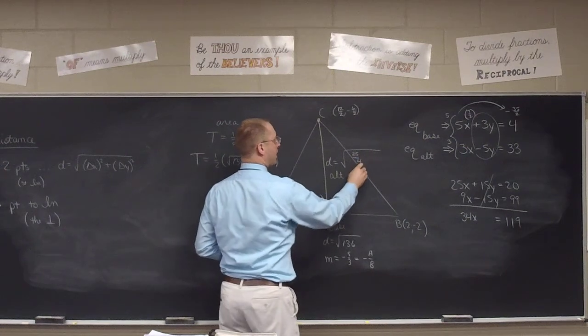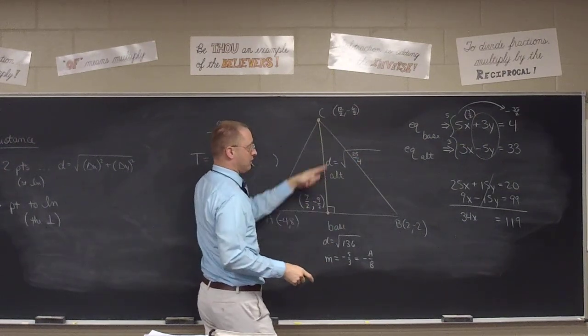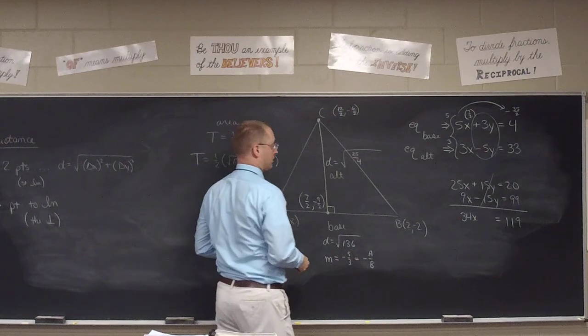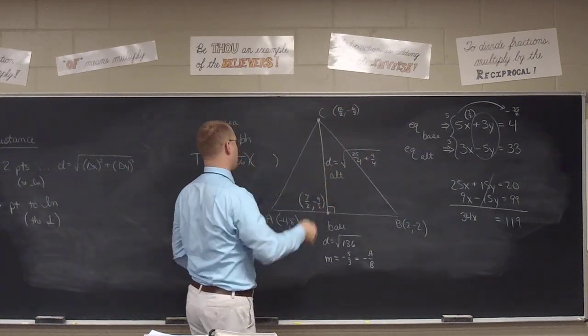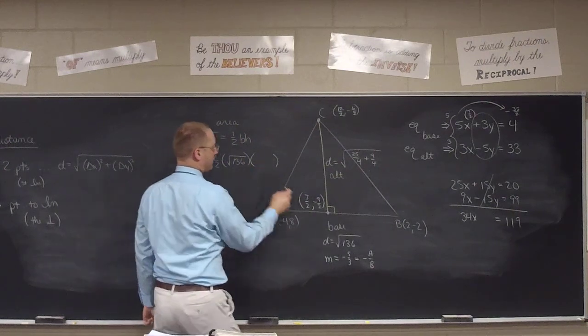25. And the change in y? 3 halves. 3 halves squared. 9 halves. Or 9/4. 9 fourths. 25 fourths plus 9 fourths is 34 fourths. Square root of 34 fourths.